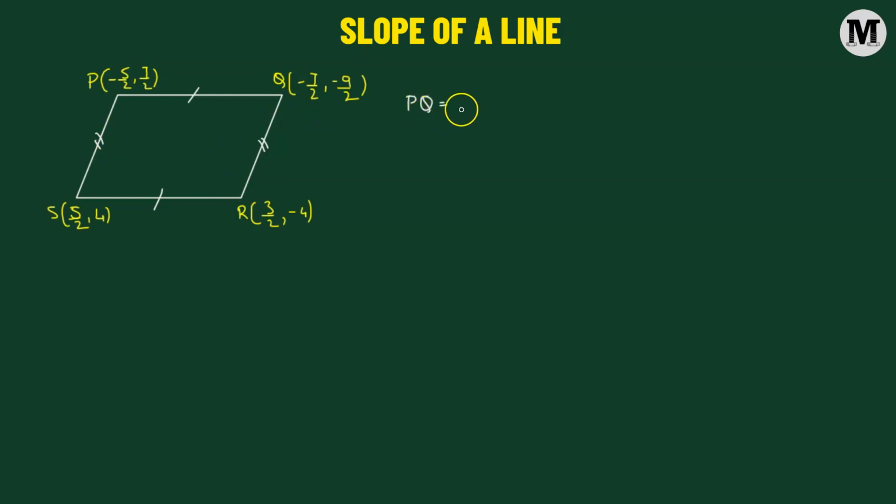So for PQ, we can obtain the length by using the distance formula. We'll take the square root. Underneath the square root, we need the difference of the x coordinates. So we'll start with -5/2, and from it we subtract the x coordinate of Q, which is -7/2. We get +7/2, whole square. And add it to the difference of the y coordinates, that's 7/2 minus -9/2, so we have +9/2, whole square. Now when you compute this value, it comes out to be the square root of 65.